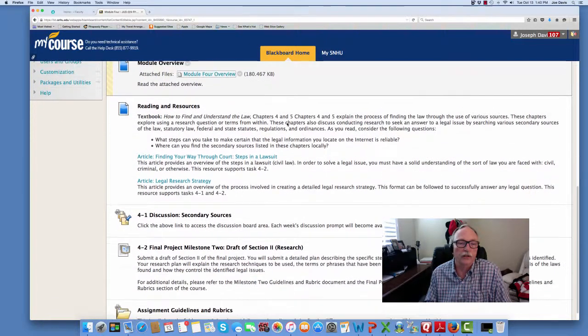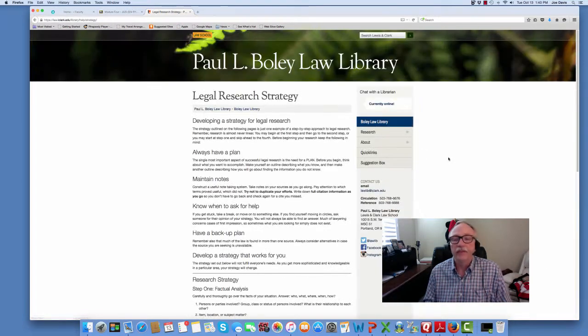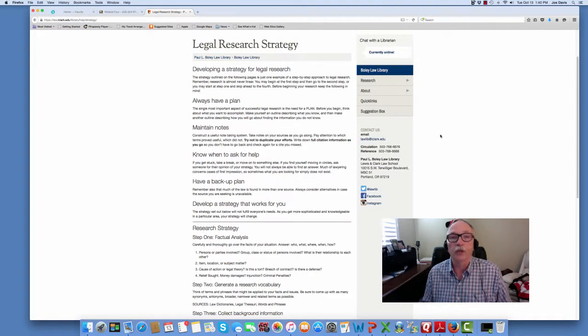Let's take a look down here too. Finding your way through the court system. If you're unsure about the court system, this is fine. It supports your Milestone 2 project, the activity 4-2. But I think of equal importance to you is this one here, where it says it's the legal research strategies. And this is an extension of what we've been working on all along.